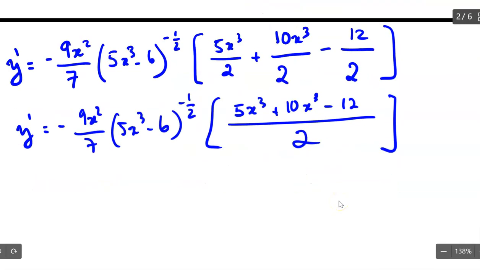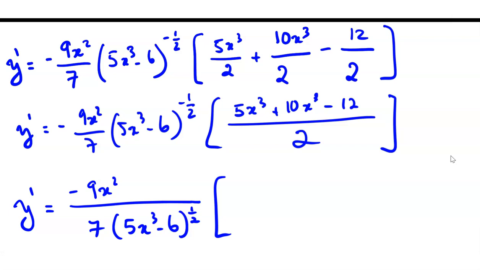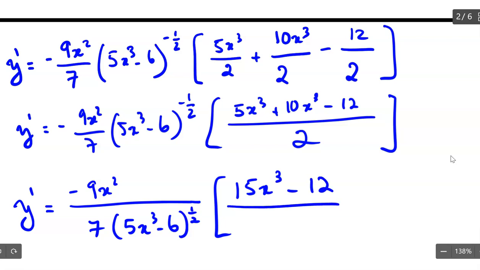So combine like terms of the numerators, you see, you can have this term and this term that you can combine. And at the same time, I'm going to bring this down to the denominator and make that into a positive exponent. Okay, so y prime equals negative 9x squared over 7, 5x cubed, subtract 6, raised to exponent positive half this time. And inside the bracket, I should have 15x cubed, subtract 12 divided by 2. Okay, so this and this combine, giving me 15x cubed.